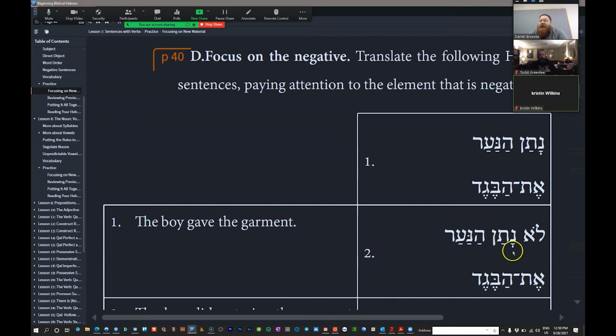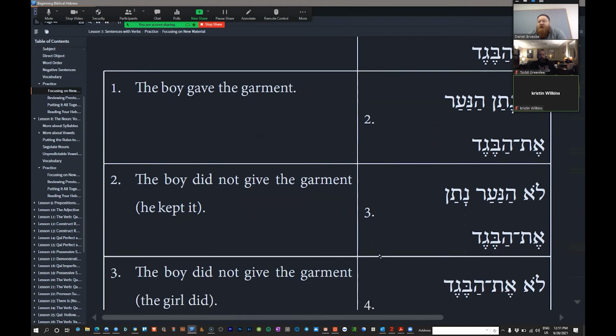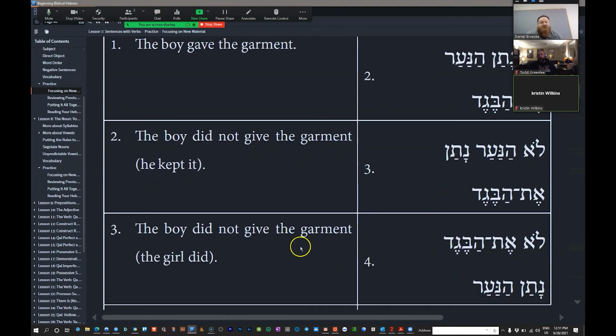But in number 2, we are negating the verb, which is to say, giving is not what the boy did with the clothing. He may have done something else with it, like he may have kept it, but he certainly did not give it. In number 3, what we're negating here is hana'ar. Hana'ar is the boy or the servant, and so whoever is giving the clothing, it is not the boy. So maybe it's the girl who gave it.